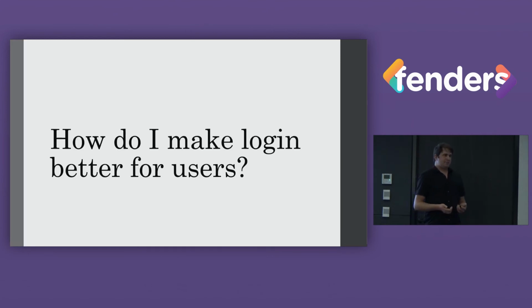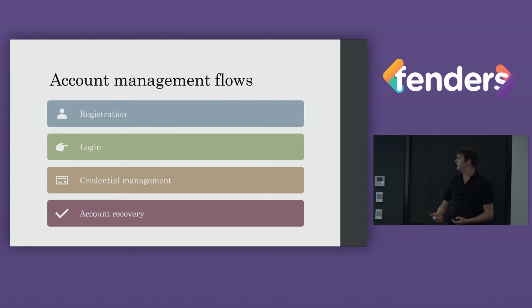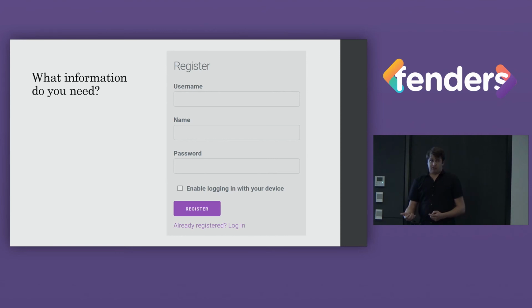So how do we make it better for people to actually use? Well, you've got to think about a few things. There's registration, there's login, managing those credentials, and account recovery. If you're going to change how you do login with passwords, you've got to think about all the things you currently use passwords for. So if you're going to register, what information do you want to collect? You've probably got standard things like a username or an email address, a name, and a password. You have to decide if you want to use passwordless login or just as a second factor.